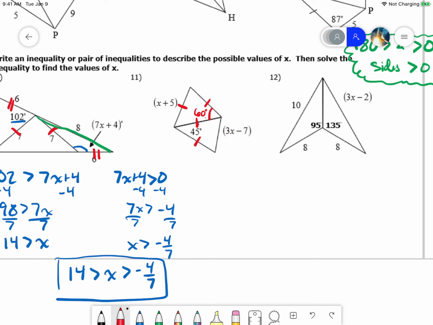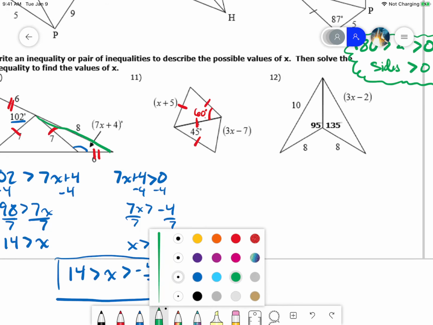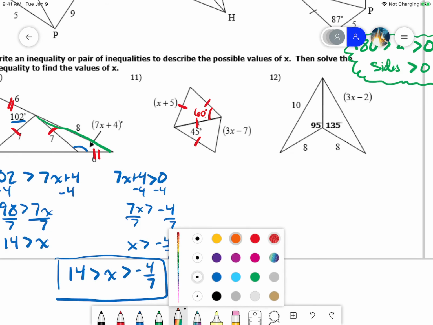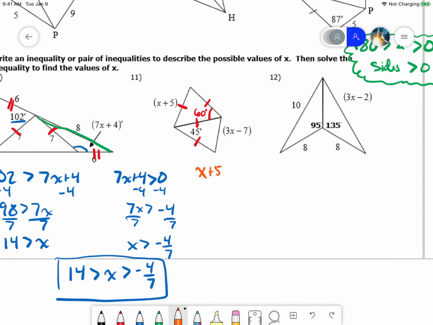Well, clearly 60 opens up to a greater side than 45 does. So by the hinge theorem, we can make the statement, I'll use orange, that x plus 5 has got to be greater than 3x minus 7. Also, since 3x minus 7 is the smallest side, x plus 5 is going to be greater than 0, but 3x minus 7 also has to be greater than 0, because again, all sides must be greater than 0. They don't really have a cap on how high they have to be, but they do have a cap on how low they can be.